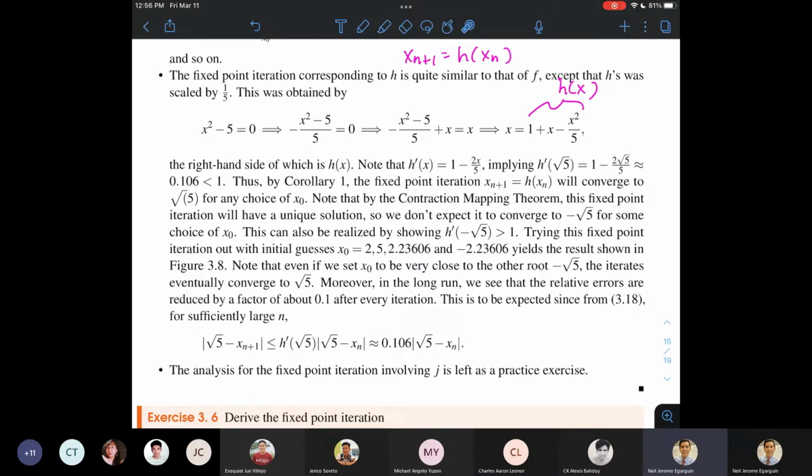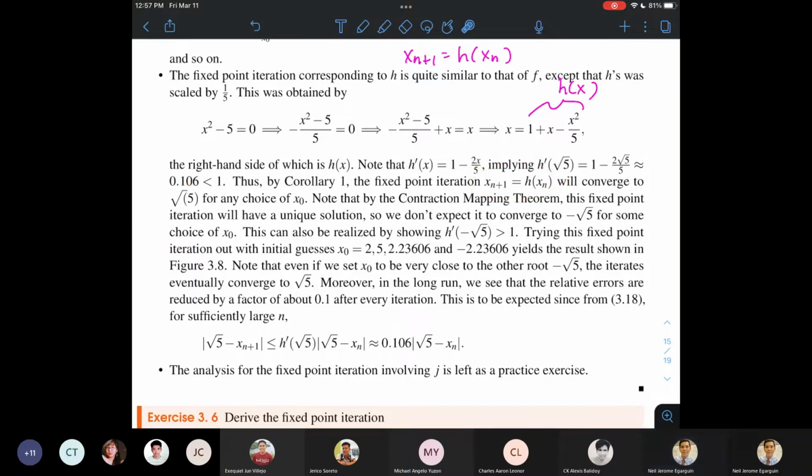Kailangan niyo lang piliin si x sub 0 to be close to your root. Okay? Kasi nga dapat piliin mo yung x sub 0 to be anywhere in a closed interval AB. Ang problema rito, usually, hindi natin alam kung ano yung closed interval AB. So to be safe, try to pick a starting value that is close enough to the fixed point h. Okay, so now we're good. We know that this fixed point iteration will converge.